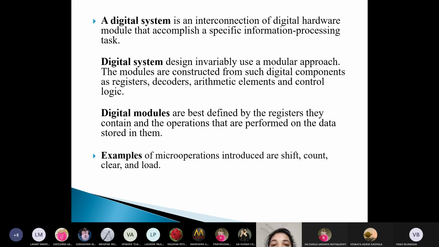So in this approach, the modules are constructed from such digital components as registers, decoders. So what is meant by digital system?